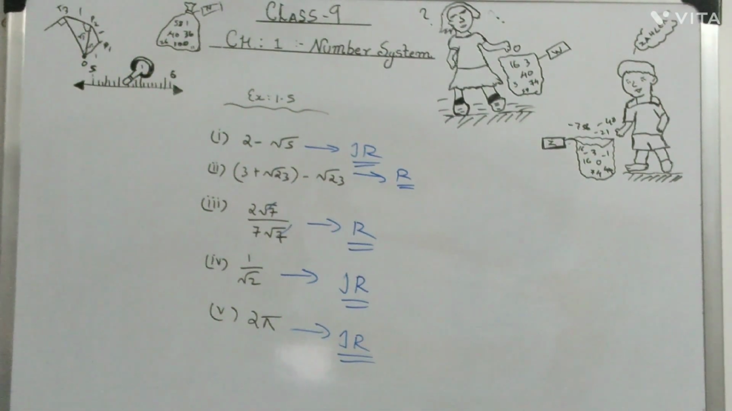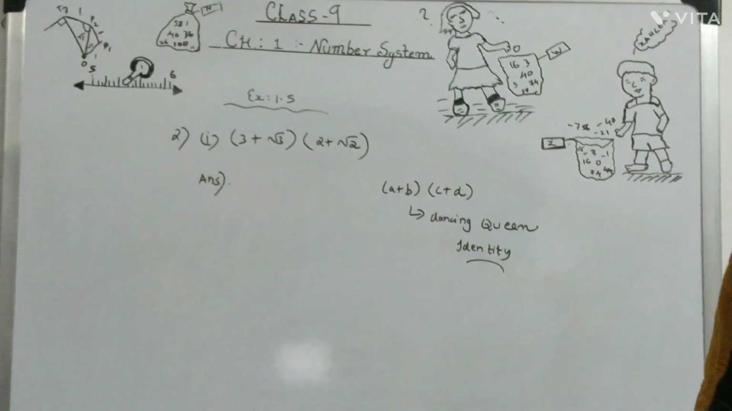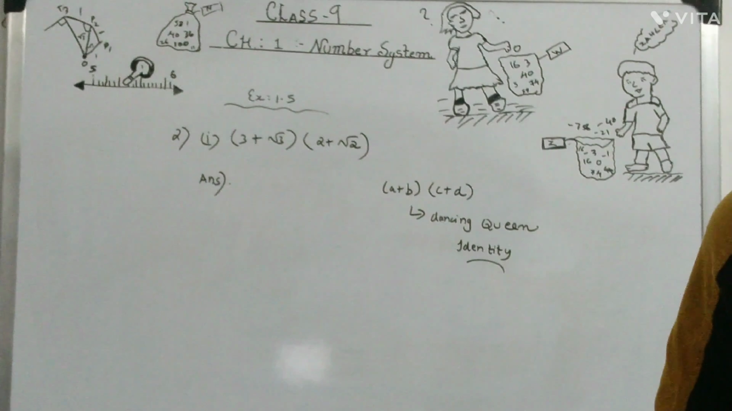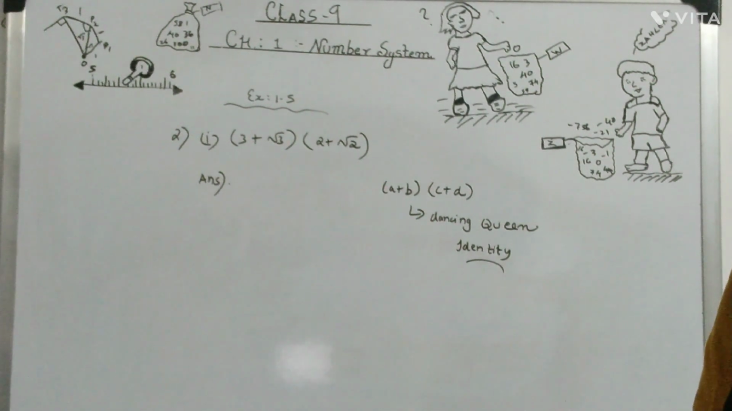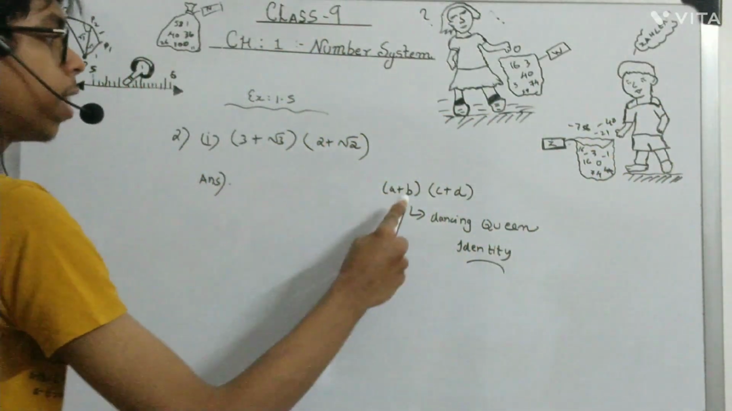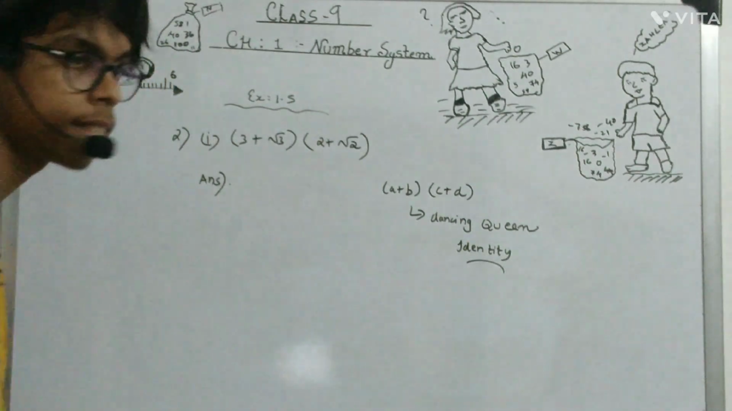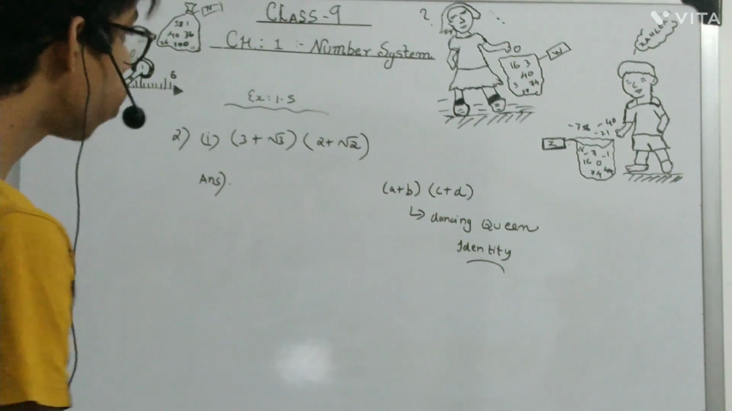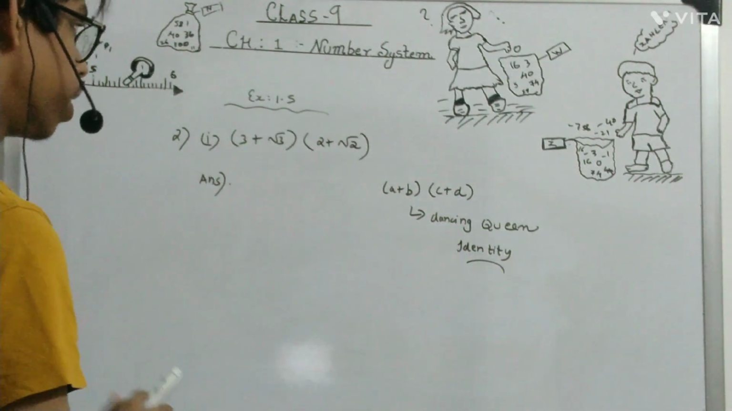Okay, so now let us move on to our second question. The question is: simplify each of the following expressions. The first question is (3 plus root 3) into (2 plus root 2). Here we can see our identity, that is (a plus b) into (c plus d), which is your dancing queen identity, as I have told you. So you know how to expand this identity.